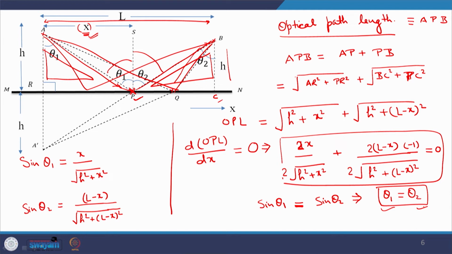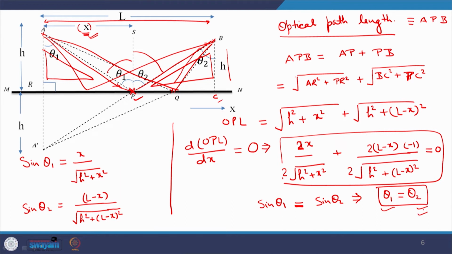It means if a ray starts from point A and lands upon a certain point P on the mirror, and ultimately gets collected at point B, then from this figure, or from this calculation, you can say the ray will follow a path for which P is situated in such a way that angle of incidence is equal to angle of reflection.